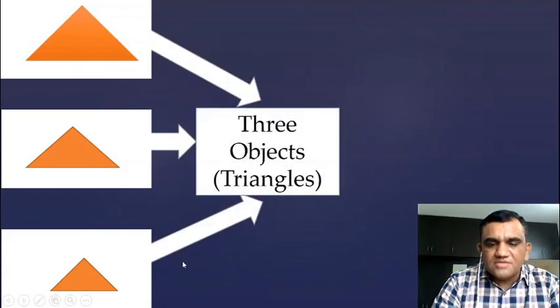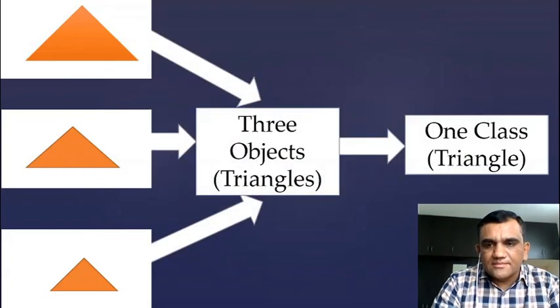Now there are 3 objects of triangles. To represent these 3 objects, we can have one class of triangle, or the one class of triangle can represent all those 3 objects. In general, one class can represent more than one object. That's basically the thumb rule.